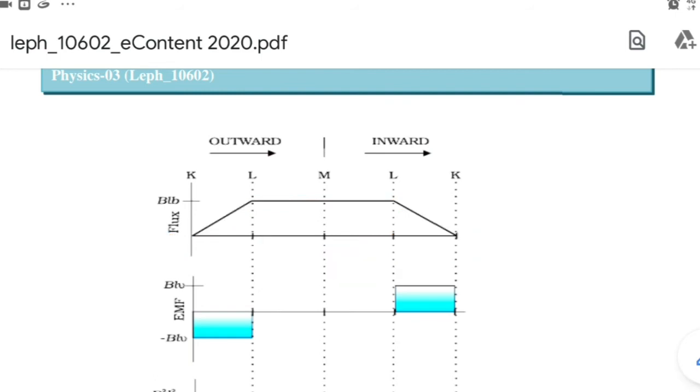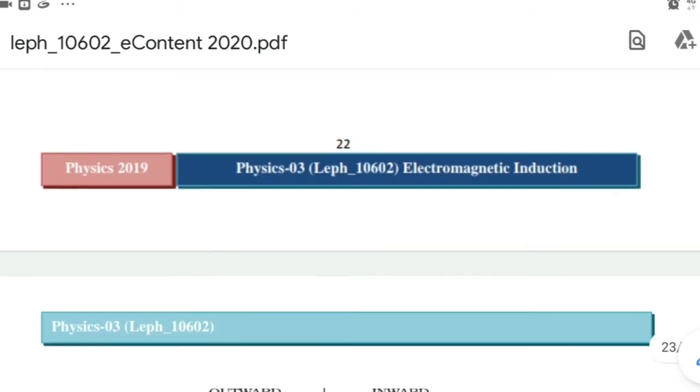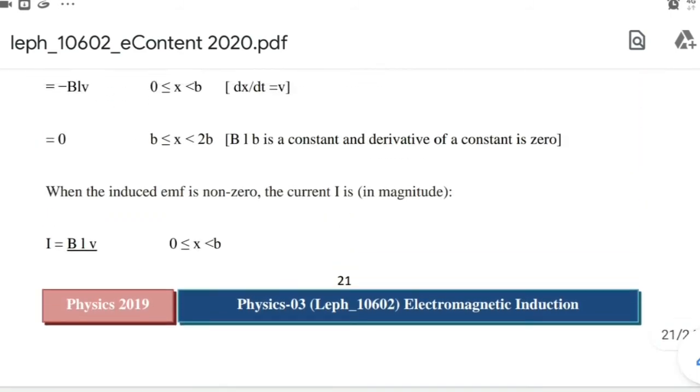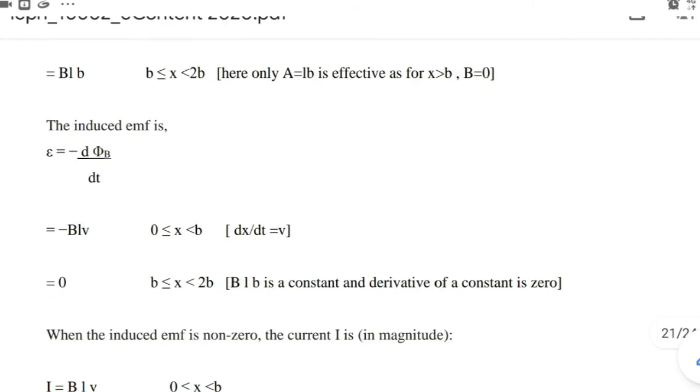Now we will discuss the case with the EMF. First we discussed the flux, and after that we are discussing induced EMF.